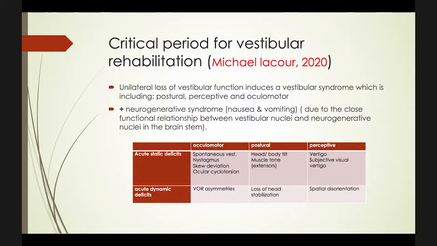Critical period for vestibular rehabilitation. This is another article by Michel Lacour in 2020. He mentions that the unilateral loss of vestibular function induces a vestibular syndrome, which includes postural, perceptive, and oculomotor signs, plus the neurovegetative syndrome, like nausea and vomiting. This is due to the close functional relationship between vestibular nuclei and the neurovegetative nuclei in the brainstem.